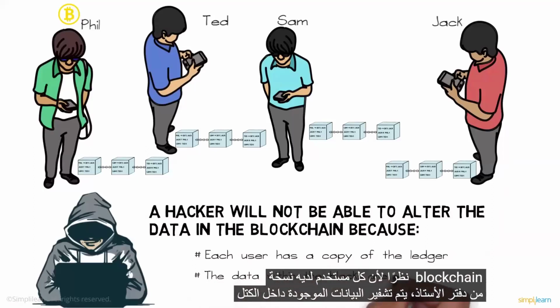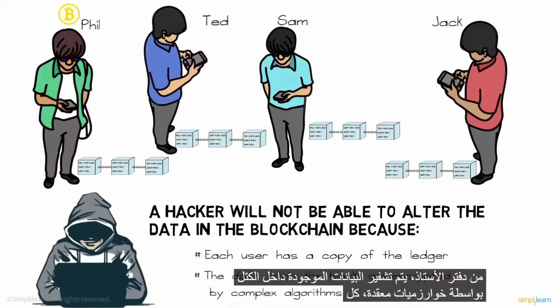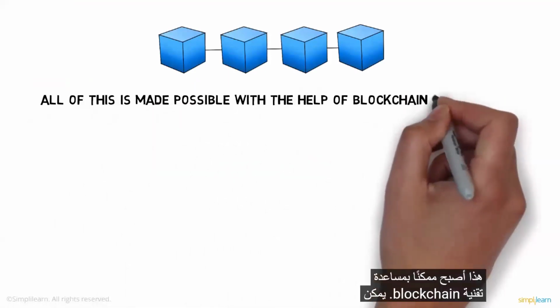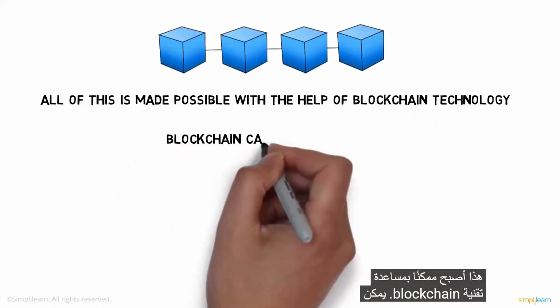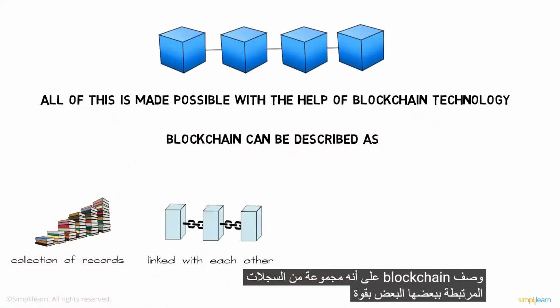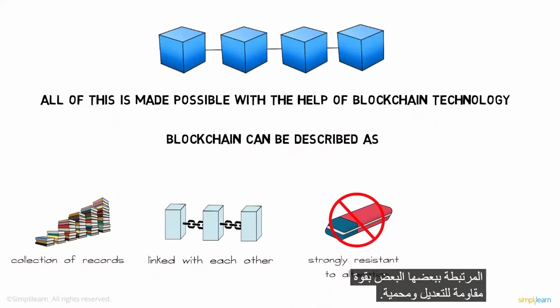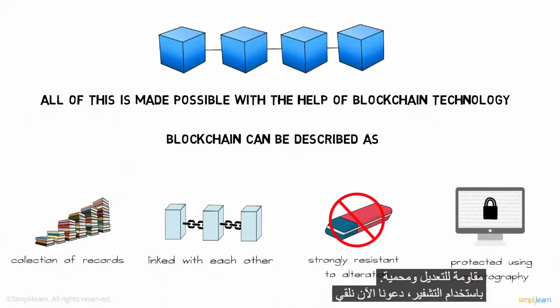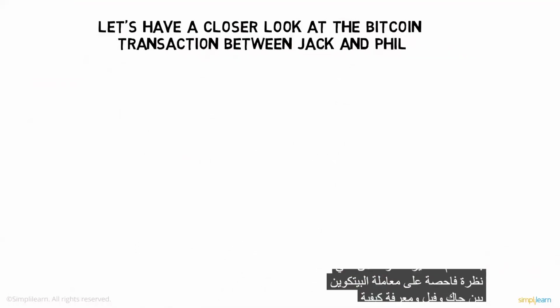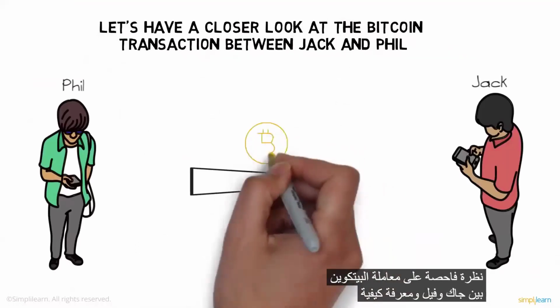The data within the blocks are encrypted by complex algorithms. All of this is made possible with the help of blockchain technology. Blockchain can be described as a collection of records linked with each other, strongly resistant to alteration, and protected using cryptography. Now, let's have a closer look at the Bitcoin transaction between Jack and Phil and find out how it works.